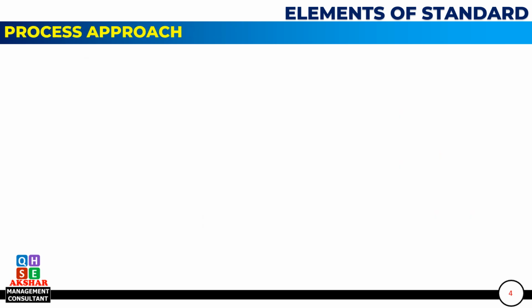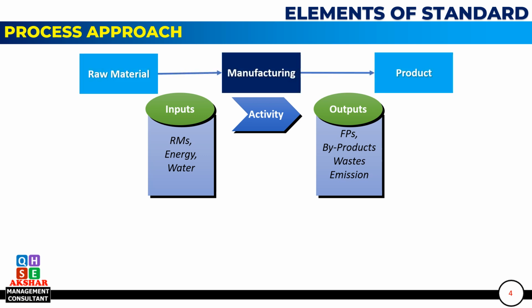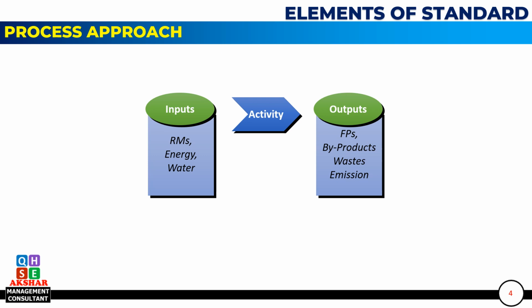Element number 1. Process approach. Process means converting input into output. Production team converts raw material into finished product during manufacturing process. Purchase team converts purchase requisition into purchase order during procurement process. Similarly, marketing team converts customer enquiry into quotation during enquiry handling process. Each function converts input into output during process execution.